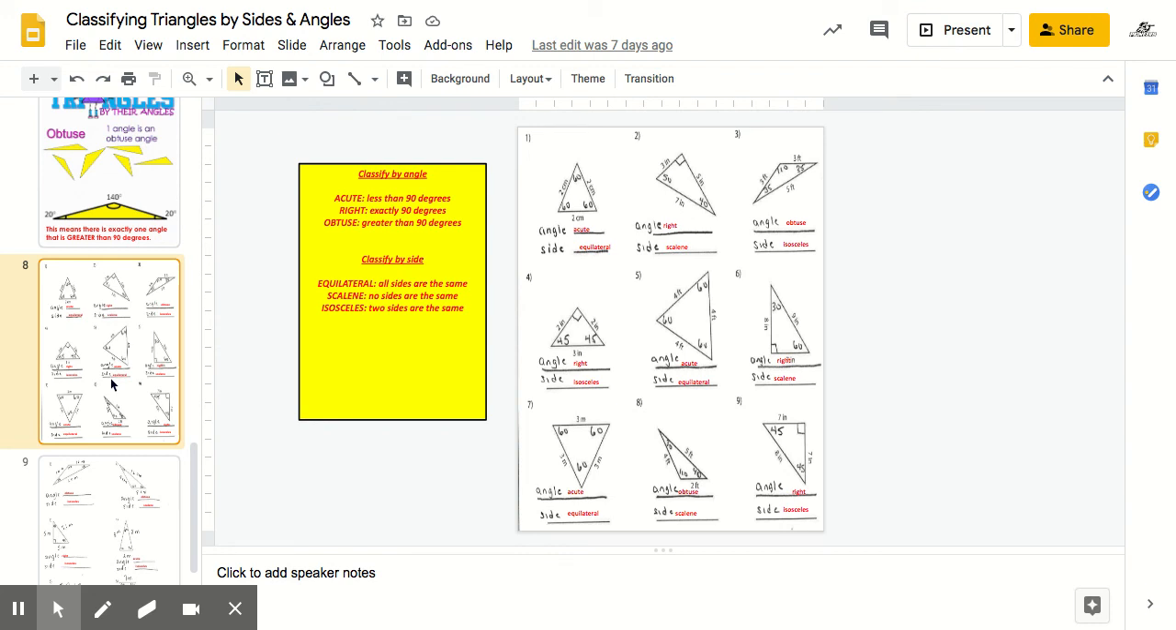You are now going to complete a 20-question Google form where I'm going to give you a triangle. You're first going to classify it by its side and then classify it by its type of angle. You may use this Google Slides presentation to help you finish that Google form. Okay? If you have any questions, please ask.